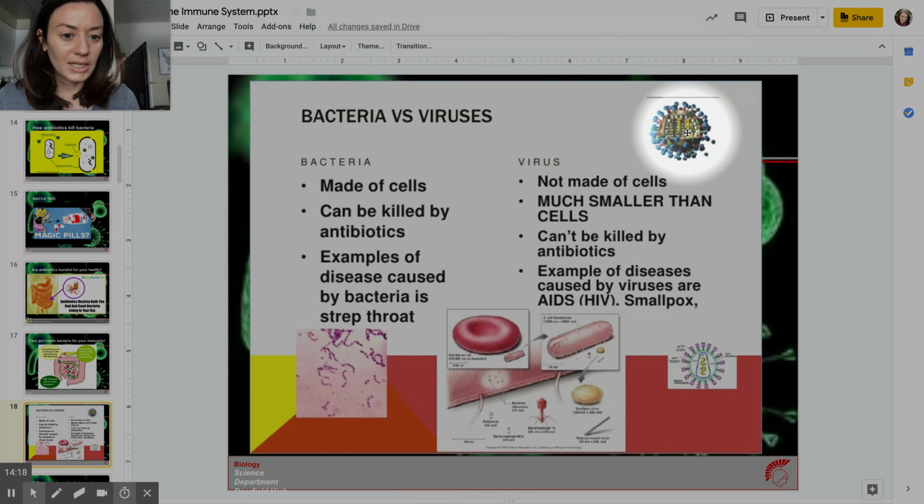Okay. It is not made of cells. It is not alive. You understand? And it's very, very small. It cannot be killed with antibiotics. One of the main viruses we're going to be studying is HIV, which later can turn into AIDS. Smallpox is another virus, of course. We're going to be really studying HIV.